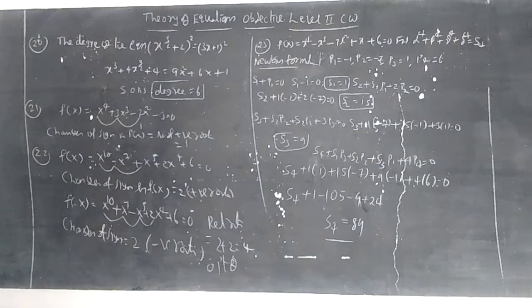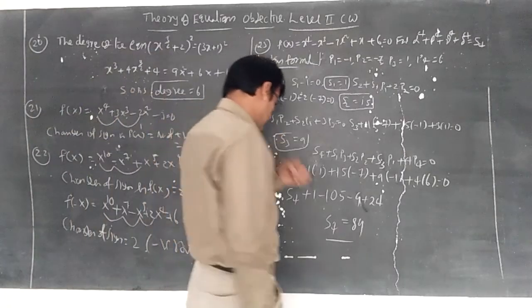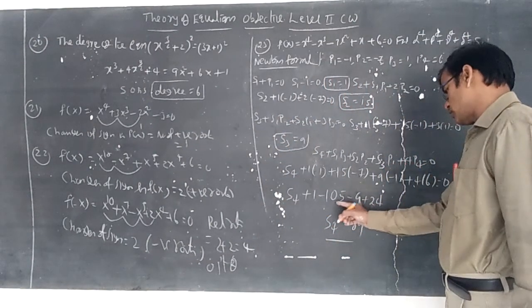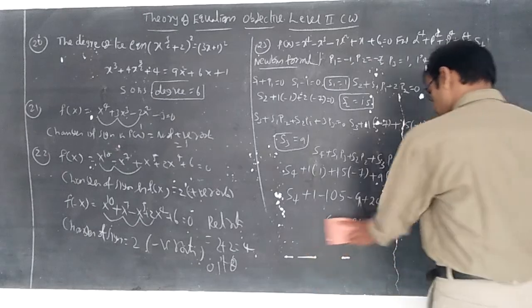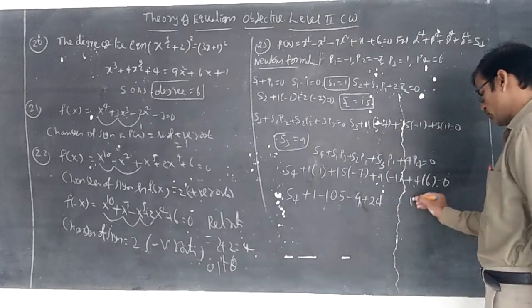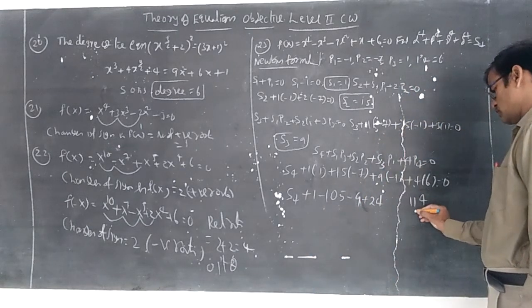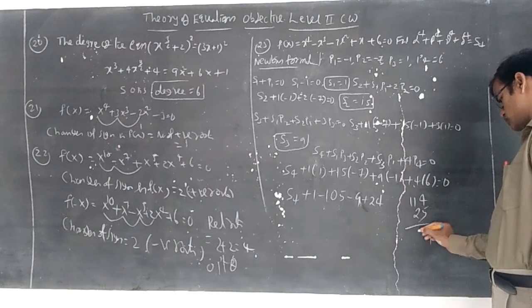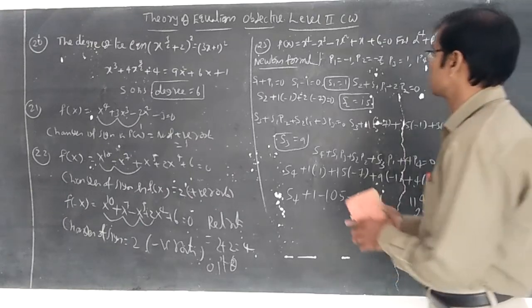Question 23, second option, according to Newton's formula. Third is given, maybe 80 plus 9, 89 only. So 25, 105 and 9, let us see this one. So it is 114. 114 minus 25, 89 only, it is not 9.